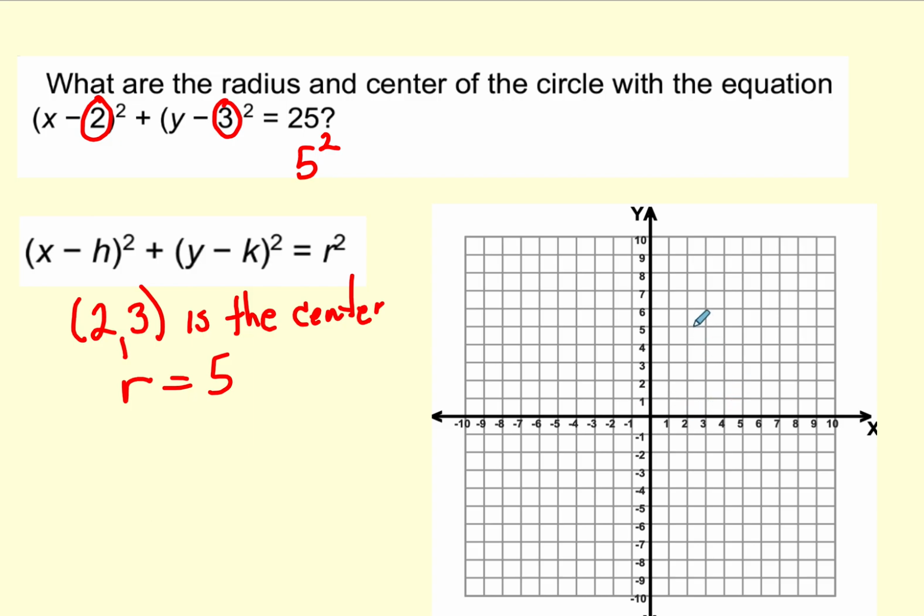All right, so now let's graph it. (2, 3) is the center of the circle. And we're going to go out 5, 1, 2, 3, 4, 5, in each direction: right, left, up and down. And now we can draw a pretty decent circle.